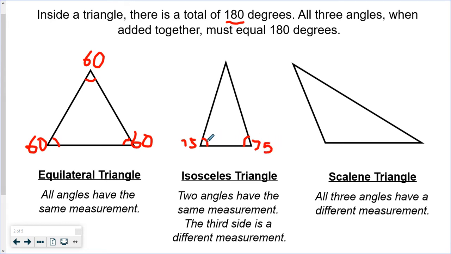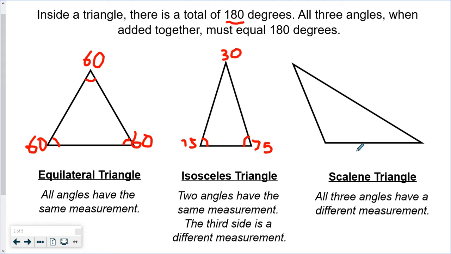So if I take 75 and I take 75 and I add those together, that's 150. And if I take 150 and subtract it from 180, that tells me that this number here is going to be 30 degrees. And notice if I add all 3 of those numbers together, it equals 180 degrees. So that's going to work.